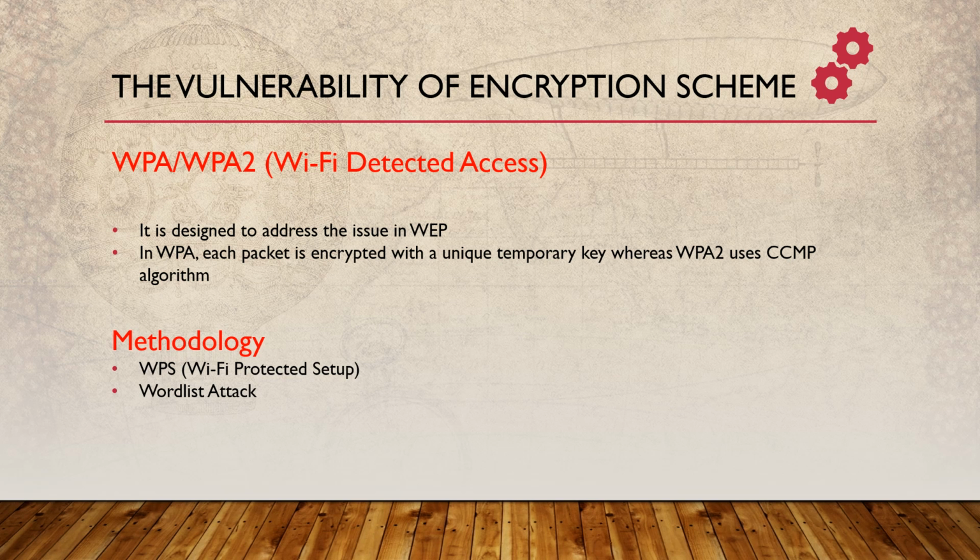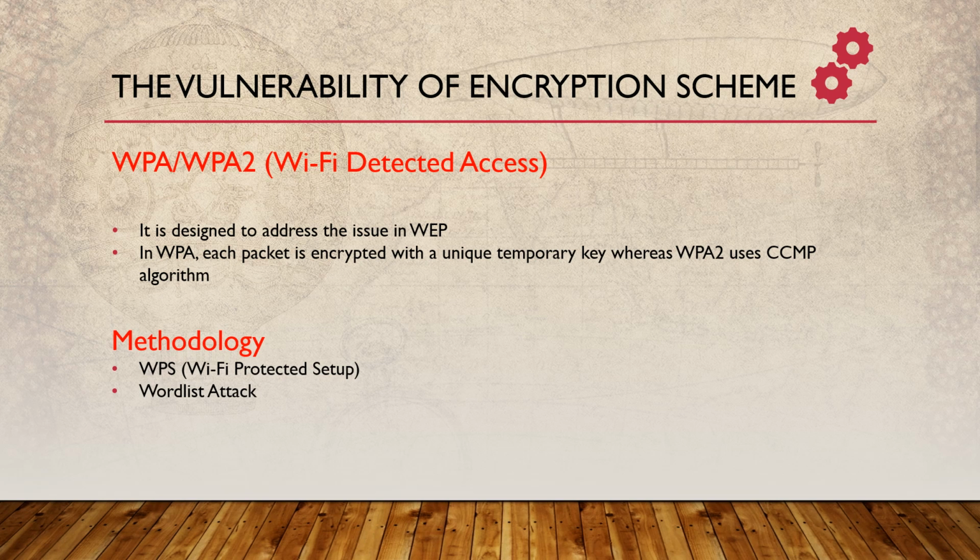WPA was designed to address the issues in WEP and provide better encryption. In WPA, each packet is encrypted with a unique temporary key. This means the number of data packets that we collect is irrelevant. WPA and WPA version 2 are similar. The only difference is that WPA version 2 uses an algorithm called CCMP.